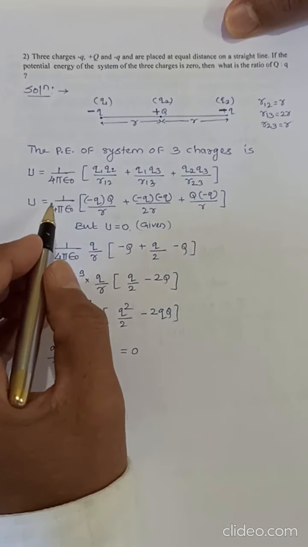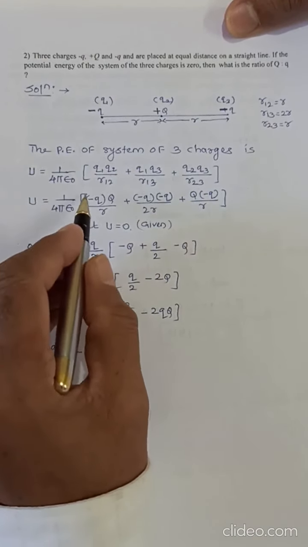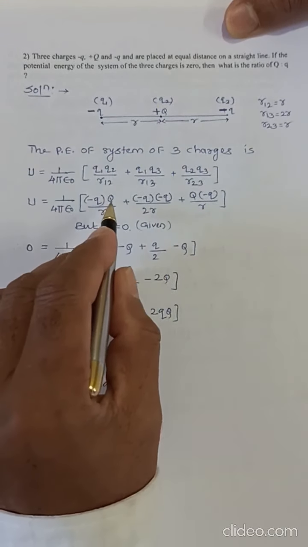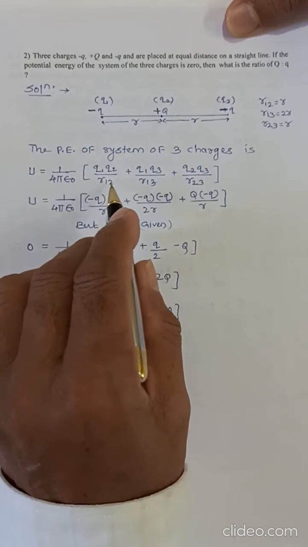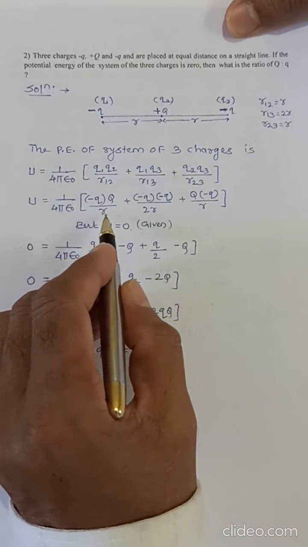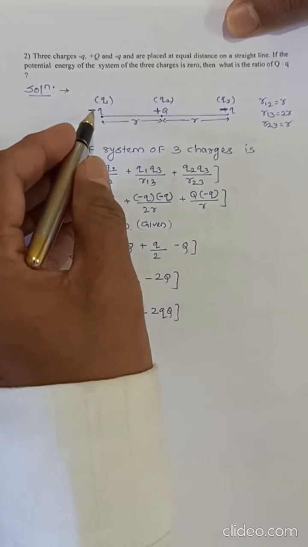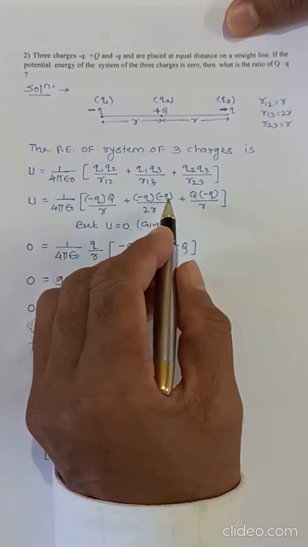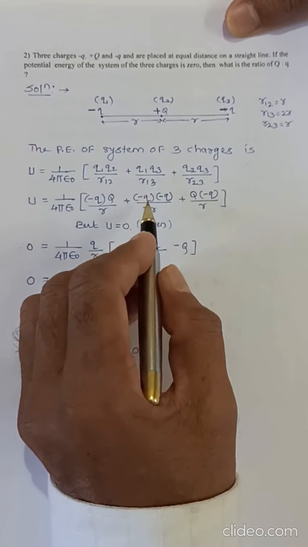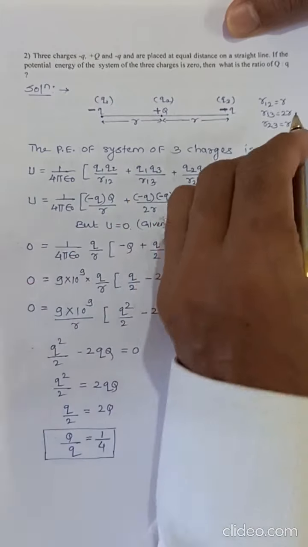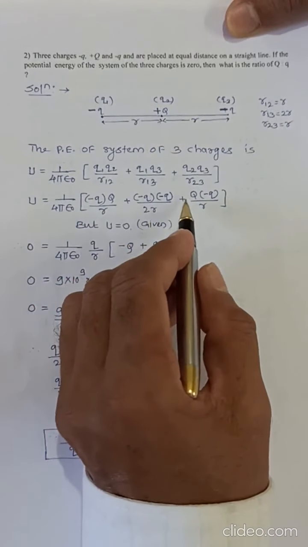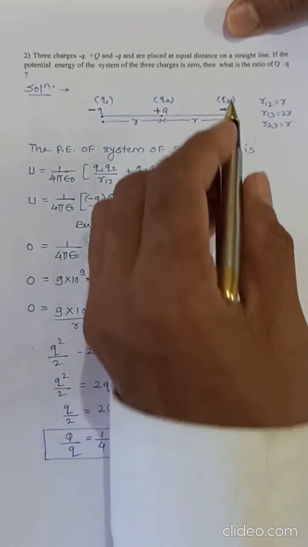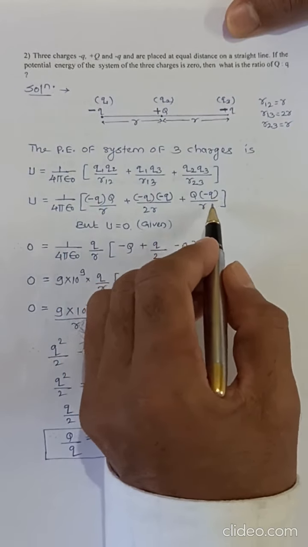So U = 1/(4πε0) [Q1 is equal to minus Q, Q2 is equal to plus Q, upon R12 is equal to R, plus Q1 minus Q, Q3 again minus Q upon R13 is equal to 2R, so 2R, plus Q2, the value of Q2 is plus Q, plus Q3 minus Q upon R].